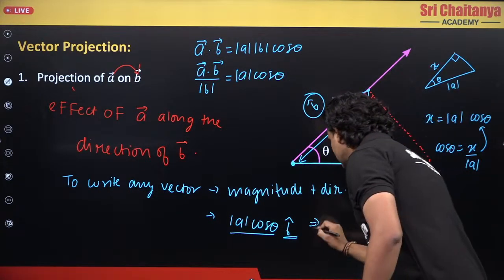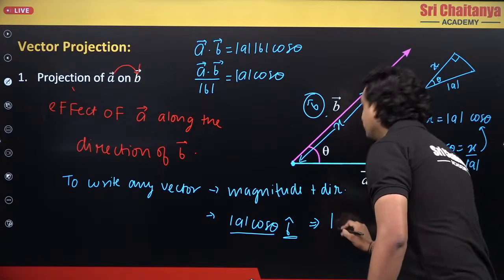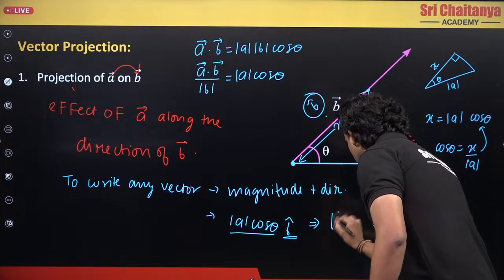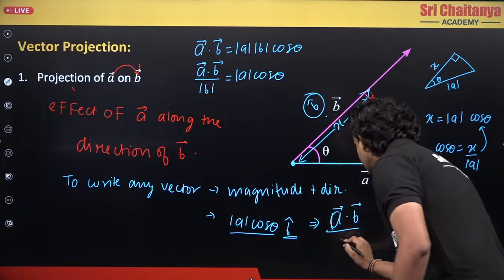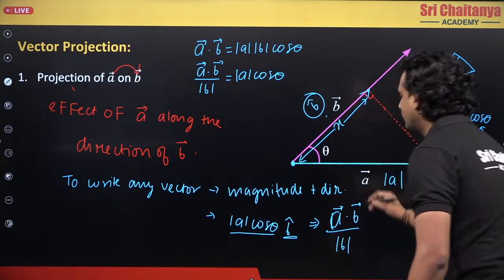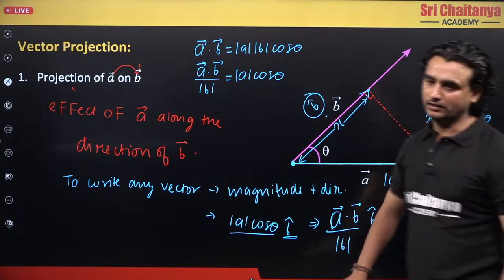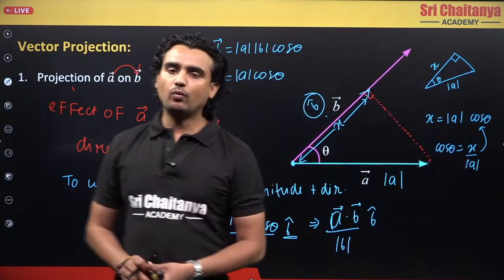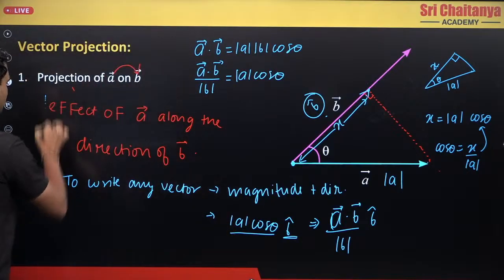So let's substitute this value. Mod A cos theta is equal to A vector dot B vector upon mod B, and this is multiplied by the unit vector of B. So this is my final answer. But now I expect you to remember this formula.